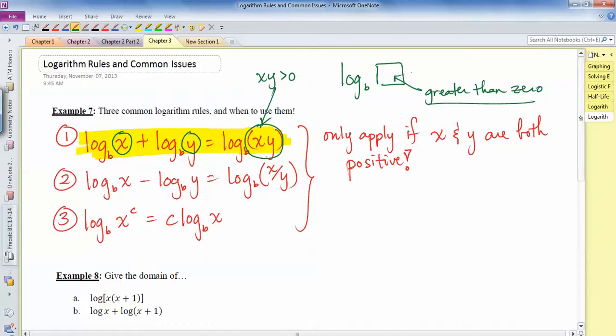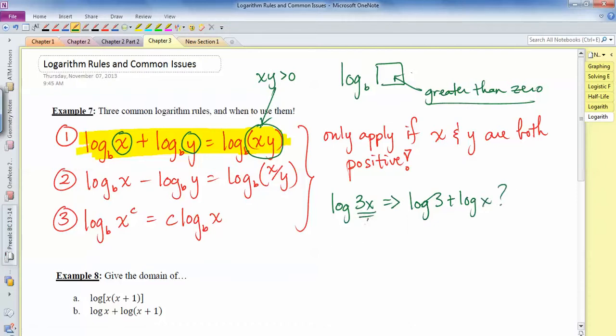So some examples, if I said log of 3x, the question is, are you allowed to turn that into log of 3 plus log of x? So is that the same thing? And the answer is yes, because you know that 3x has to be positive. And since 3 is already positive, x has to be positive. So then you're allowed to go ahead and split it up.